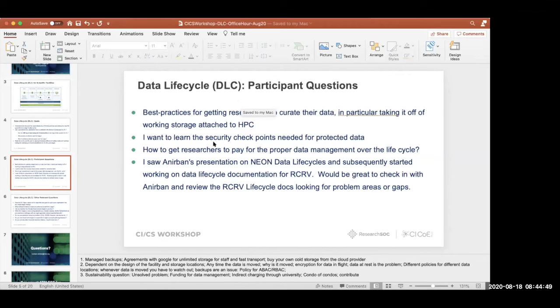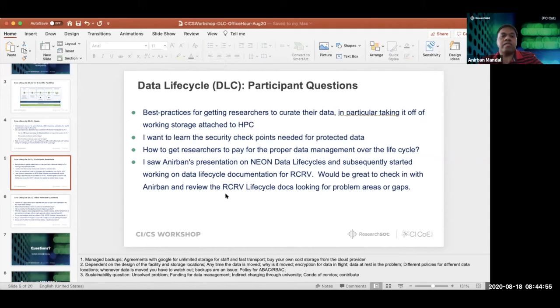There's no one named Chris on the participants so far. I think the fourth question is from Chris Ramses, who is from the Research Vessels team. He wanted to get a review of the RCR feeder life cycle, but I'll reach out to him later.